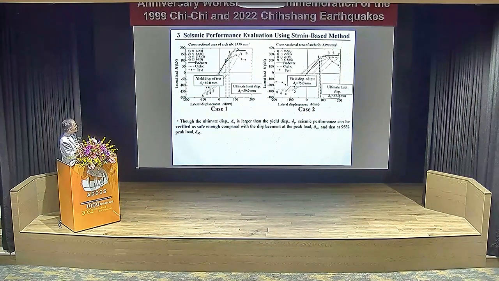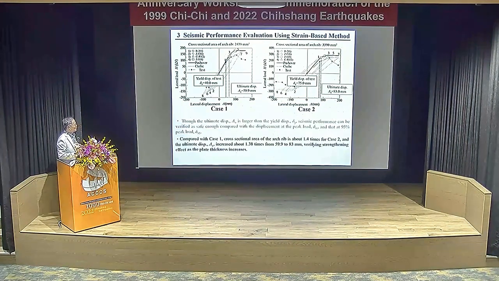Here it shows the yield displacement of this bridge is 40, and from our seismic performance evaluation method, the ultimate limit state is 59.9. So the ultimate displacement is larger than the yield displacement. Seismic performance can be verified as safe enough, compared with the displacement at the peak load or that of 95% peak load.